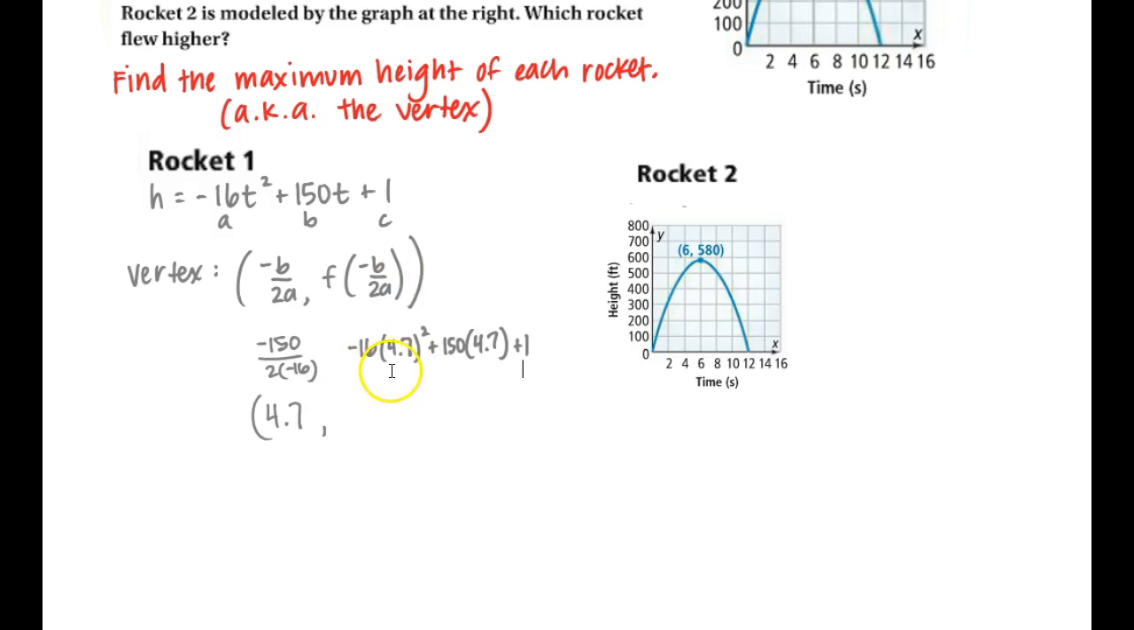So when substituting in 4.7 for the t in each of those places in the original equation, you should get a value of 352.6. So this is the coordinate of the vertex of the first rocket. And you can take a look at the y coordinate, essentially the 352.6. That would be the max height of the first rocket.